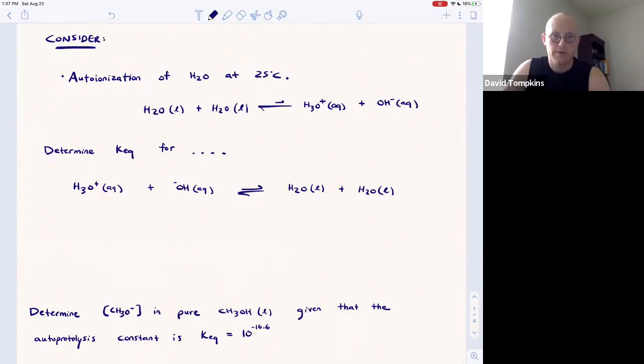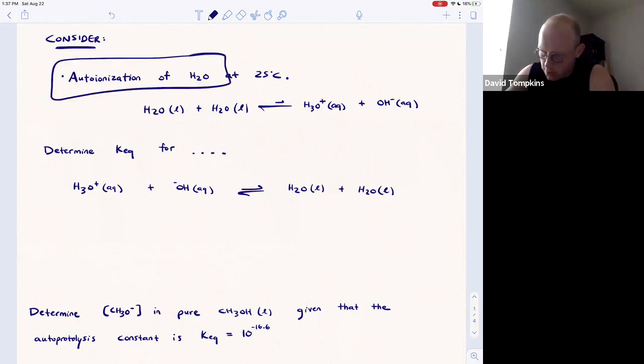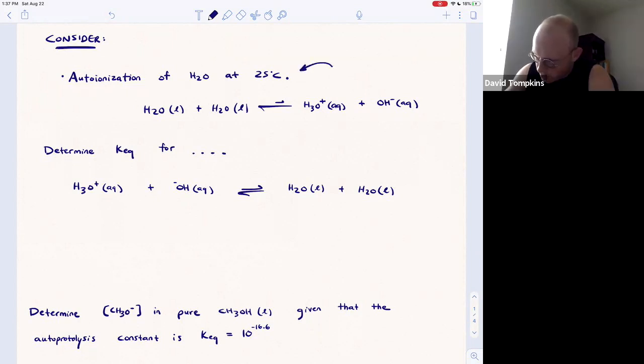Okay, so in this lecture, I want to discuss some problems where we're asked to determine equilibrium constants. And these will all be in aqueous solution. So please recall that in aqueous solution, pure water, the autoionization of water occurs with a Kw value at 25 degrees Celsius of 10 to the negative 14.